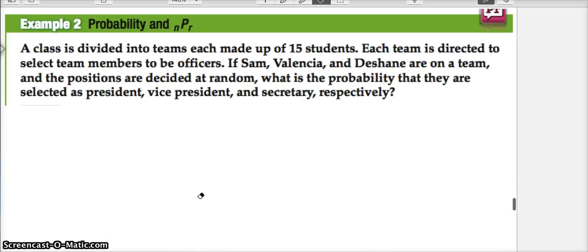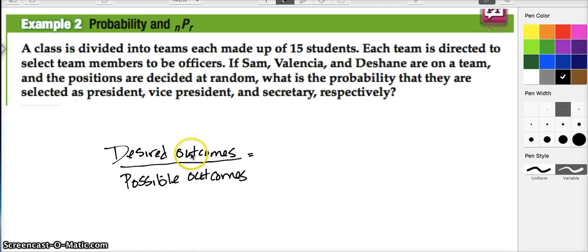All right, so we have example 2. A class is divided into teams, each made up of 15 students. Each team is directed to select team members to be officers. If Sam, Valencia, and Deshane are on a team and the positions are decided at random, what is the probability that they are selected as president, vice president, and secretary, respectively?